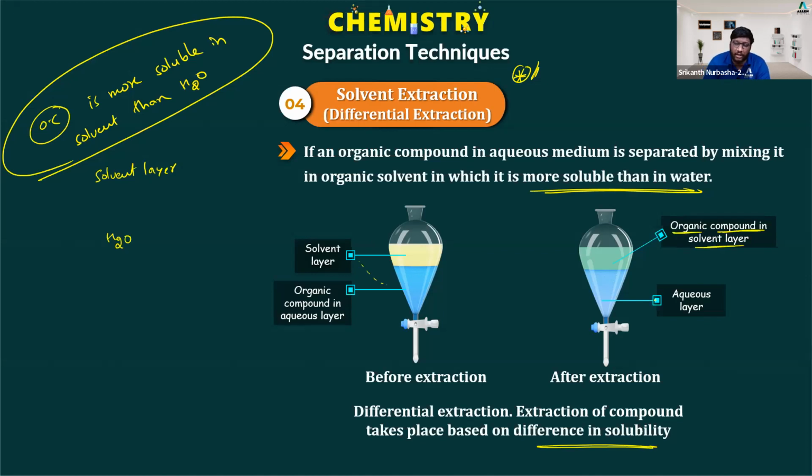And in the aqueous layer, all the organic compound has come out because it has greater new interaction with the solvent. So before extraction, you have water in which the organic compound is there, and you have just added solvent. The solvent will develop new interaction with the organic compound, and the organic compound is taken to the solvent layer. Like that you can separate the aqueous layer and the solvent layer. Yes or no? So differential extraction takes place based on difference in solubility.